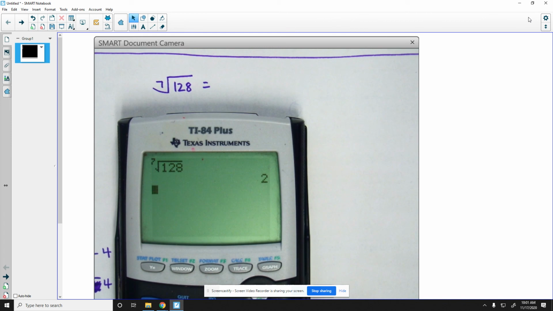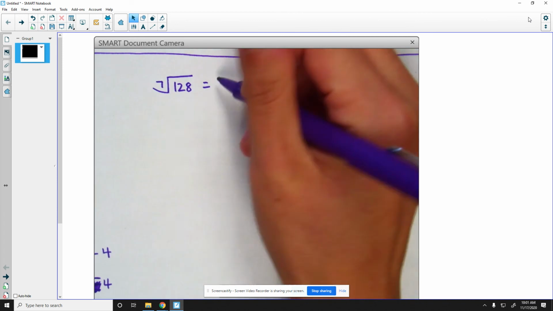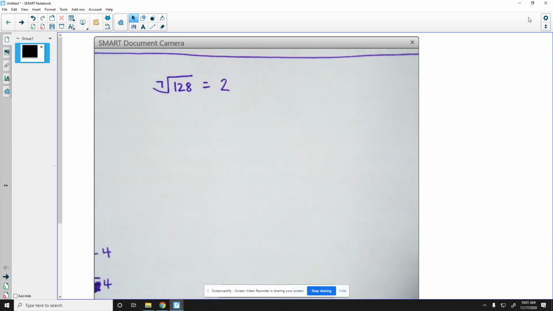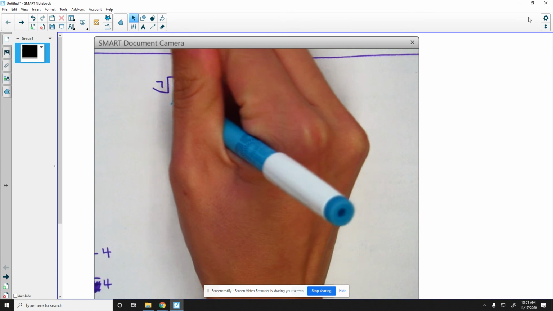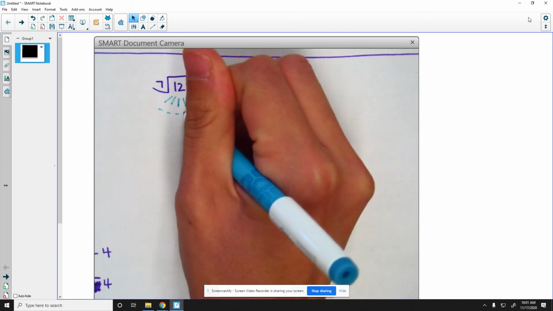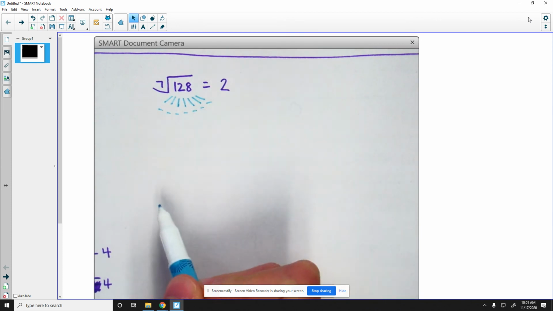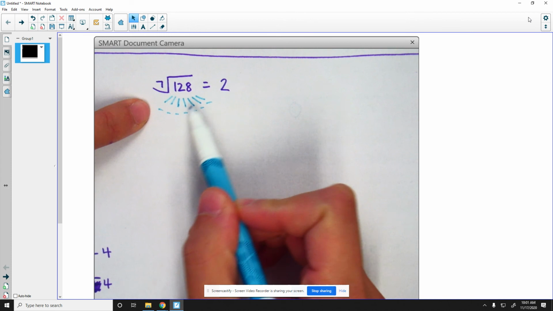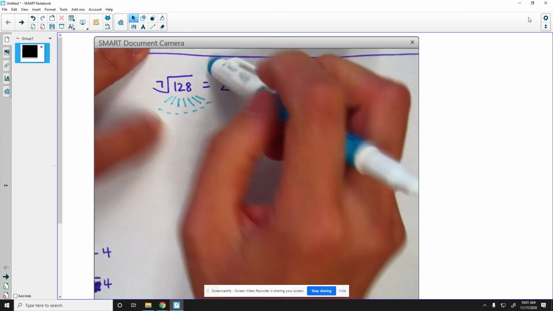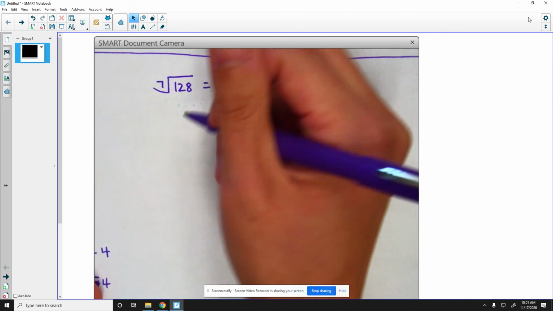Someone online, can you tell us, is it 2 or is it ±2? It's just 2. Okay, so here's the reason why it's just 2. 1, 2, 3, 4, 5, 6, 7. I have 7 of them. So if I had 7 -2s, wouldn't that end up giving me a -128? That's why I can't have a -2. This is not equal to -2. It's just +2. Okay, let's try the next one.